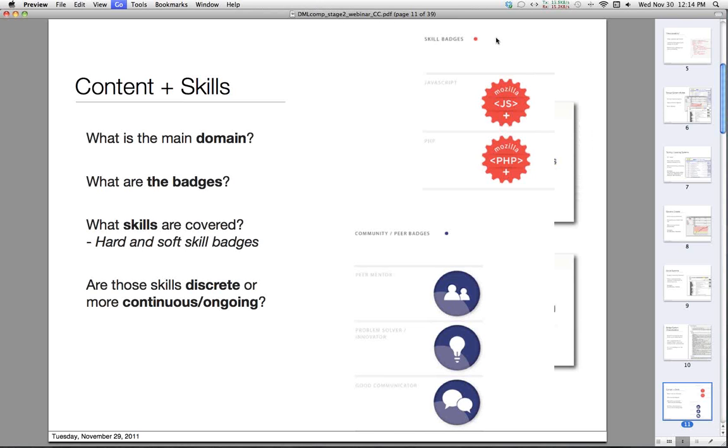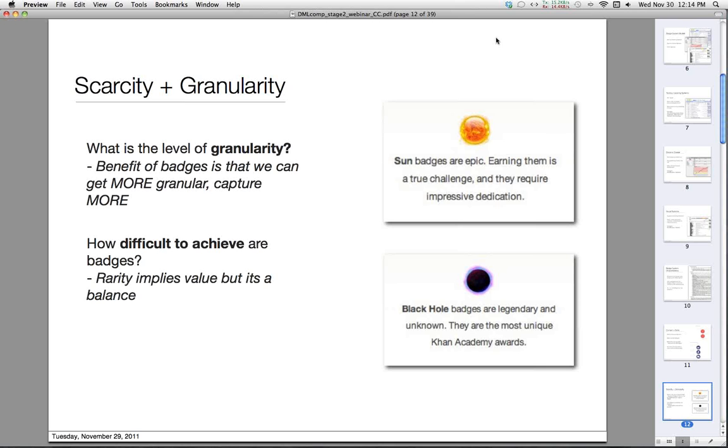One other area to consider is scarcity and granularity. And what do we mean by granularity? Essentially, do you start your credential on a micro level? Do you start to say, can you recognize the A tag in HTML? Or do you start to say, you're a great web maker? So micro level versus macro level.